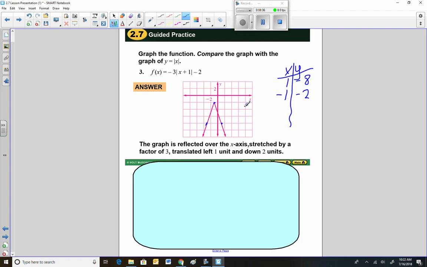Now, let's say we had a 0 for your x value. Let's put 0 in. 0 plus 1 is 1. 1 times -3 is -3. -3 minus the 2 makes it -5. So 0, -5, right there. And you'd have symmetry, so you could put it right there. All right. So that's the long way to do it.